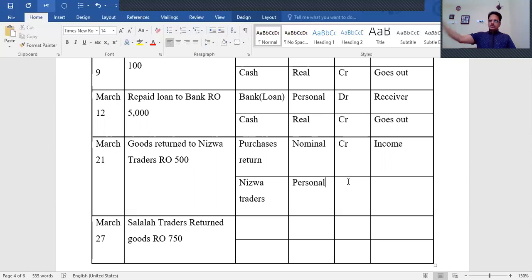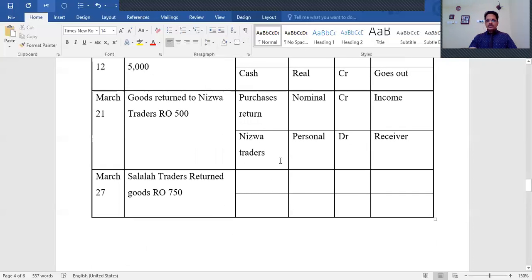Now when you return the goods to Niswa Traders, they are the receiver. So you know already, debit the receiver. Why do we debit? Because it is the receiver. So this is the account. I will show you these two accounts after completing this, and I will explain an easy method to understand this. This is the right way we are doing, but I will tell you an easy method to understand purchase return or sales return. Now Salala Traders return.